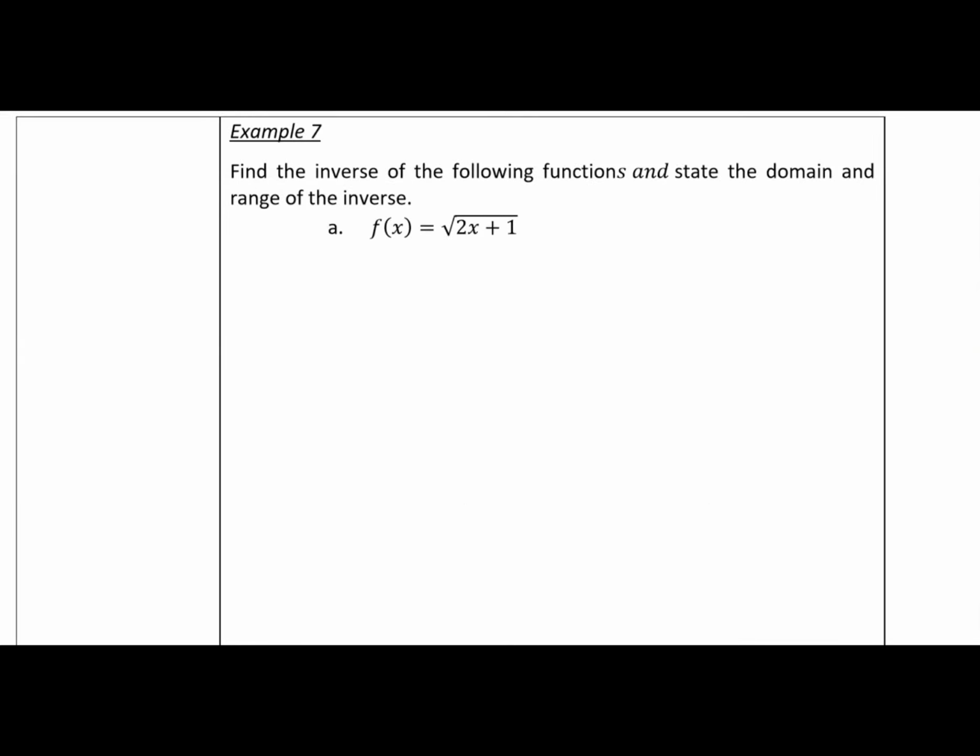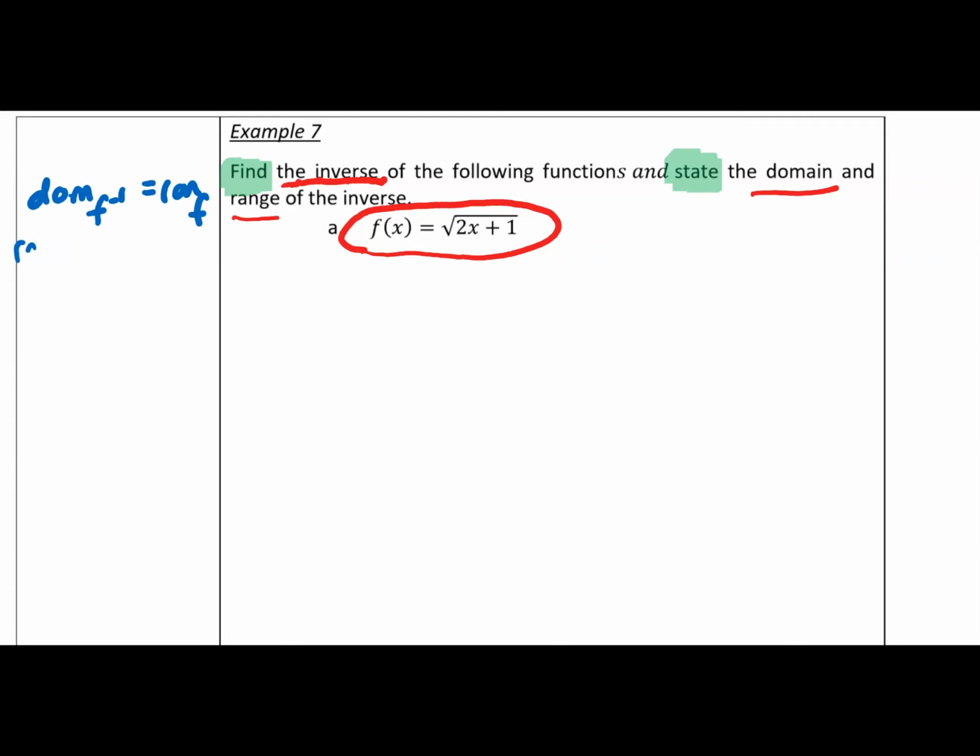So in this example, we're asked to find the inverse. The thing that we're trying to find is the inverse function of f of x equals the square root of 2x plus 1. We're also asked to state the domain and the range. And so the context here that isn't actually given is what we need to know. The domain of the inverse is equal to the range of f. And vice versa, the range of the inverse is equal to the domain of f.